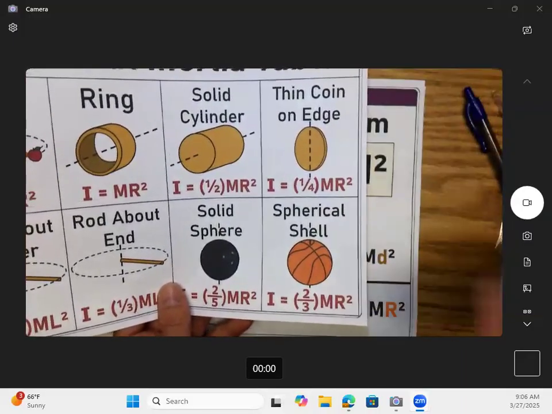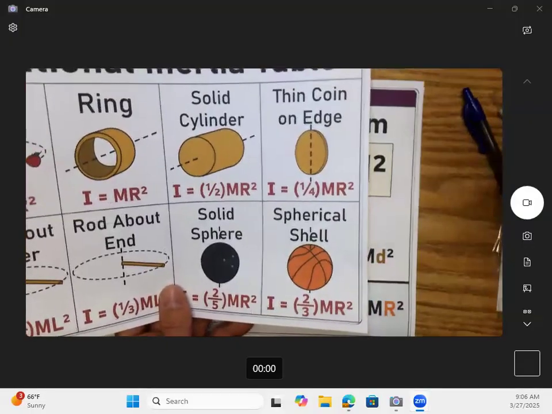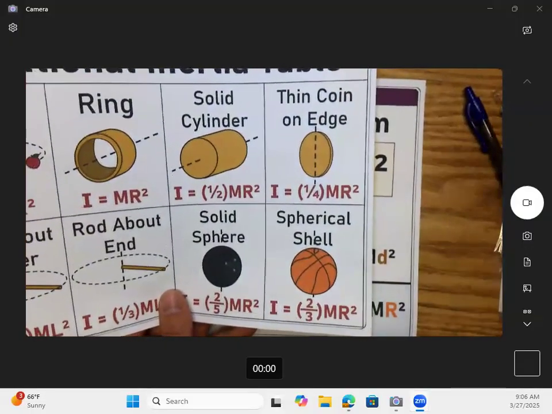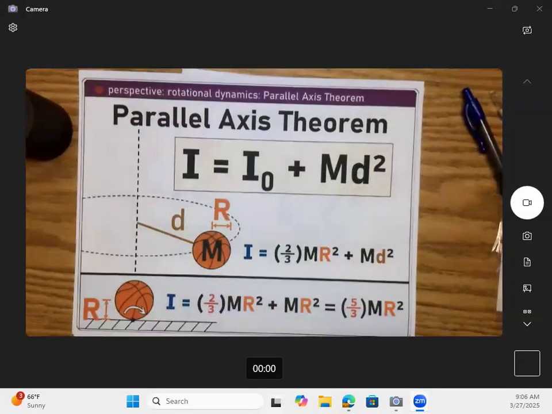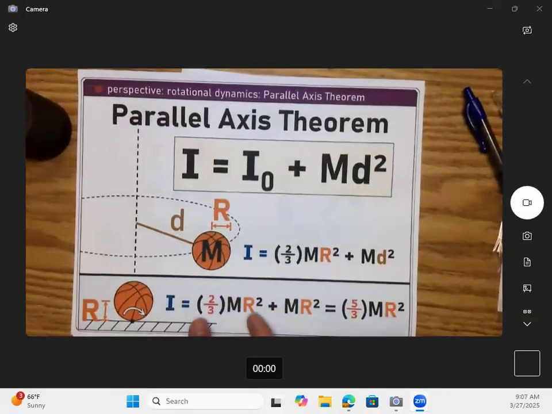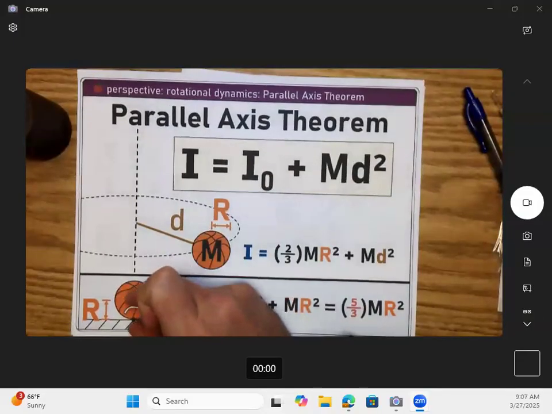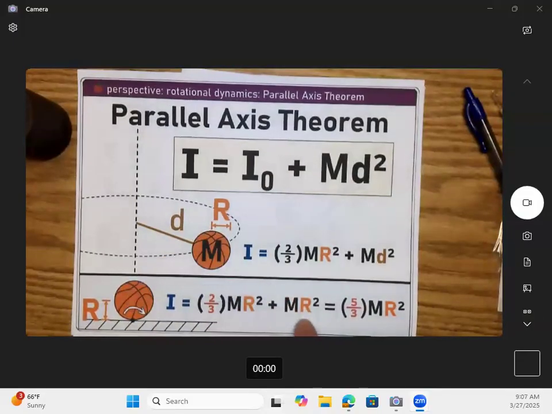If you give it a little flick to spin on your finger, how much resistance to motion do you feel? 2/3 m r squared. But if it's rolling across the floor, then you take that 2/3 m r squared and say, this offset distance would be its own radius at this point. So you add another m r squared.